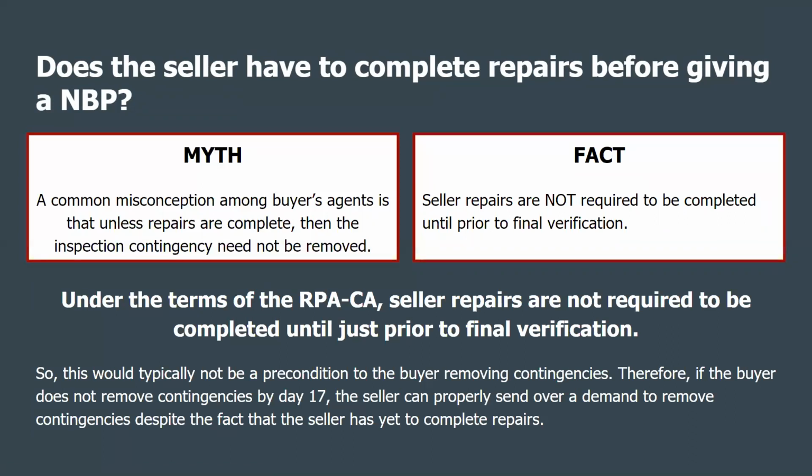So this would typically not be a precondition to the buyer removing contingencies. Therefore, if the buyer does not remove contingencies by day 17, the seller can properly send over a demand to remove contingencies despite the fact the seller has not yet completed repairs.